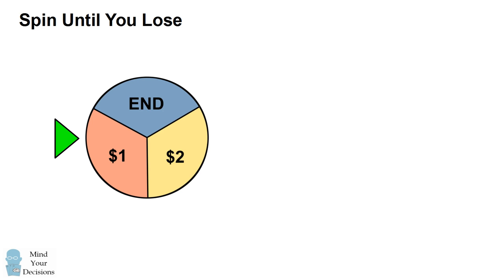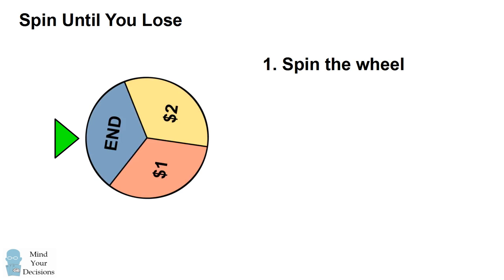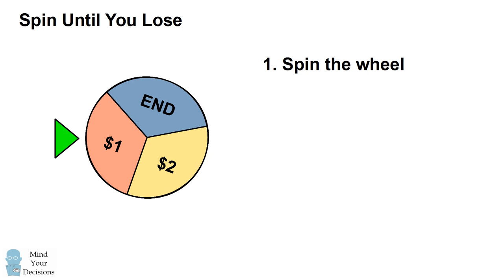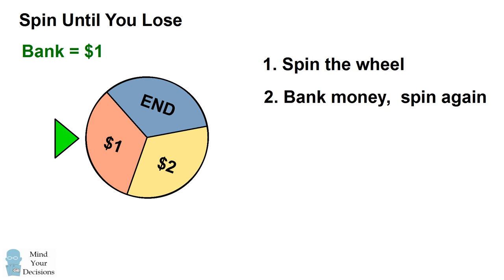Let's play the mathematical game of spin until you lose. You have a wheel with three values: end, $1, and $2. You spin the wheel until it lands on one of the values. If it lands on $1 or $2, you bank that amount of money, in this case $1, and then you spin the wheel again.